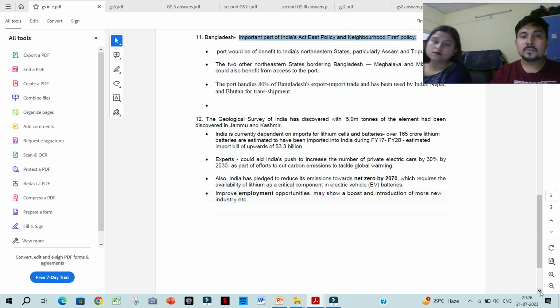So the Geological Survey of India has discovered 5.9 million. You can start like this, 5.9 million, if you don't remember the year when it was done. So GSI has discovered 5.9 million tons of the element in Jammu and Kashmir.